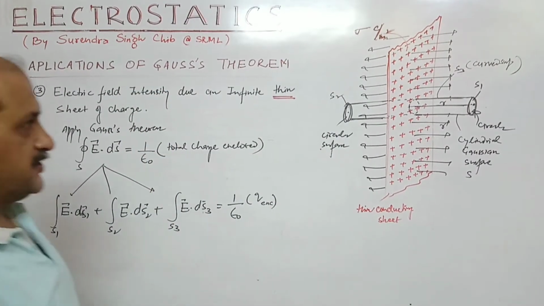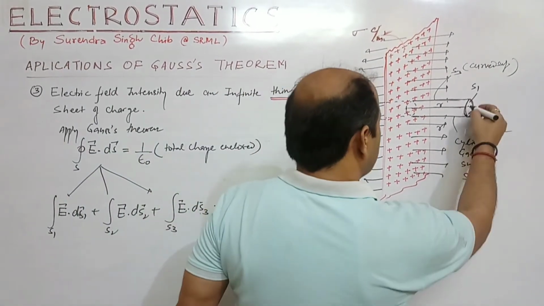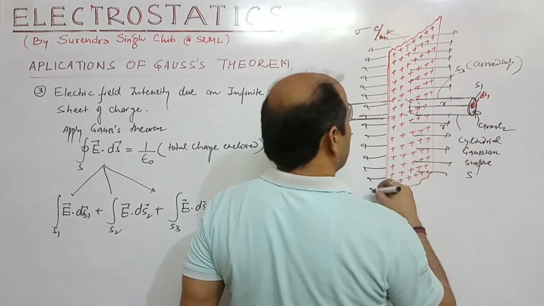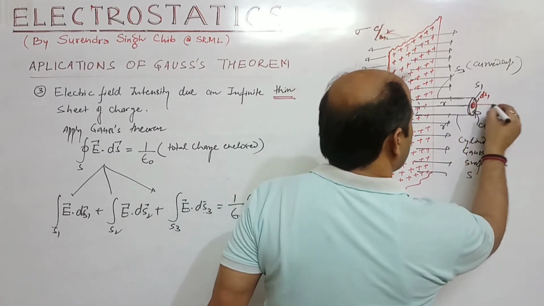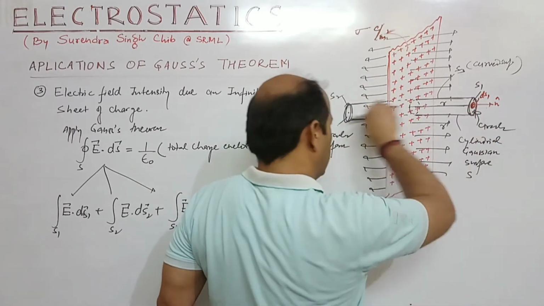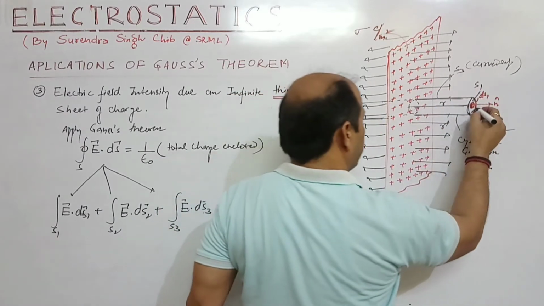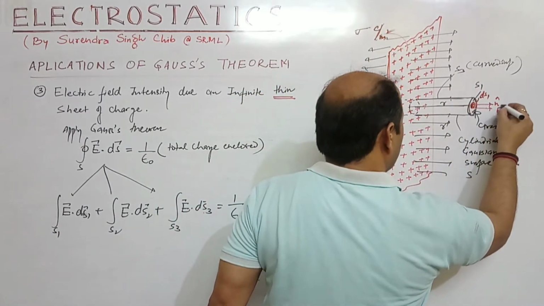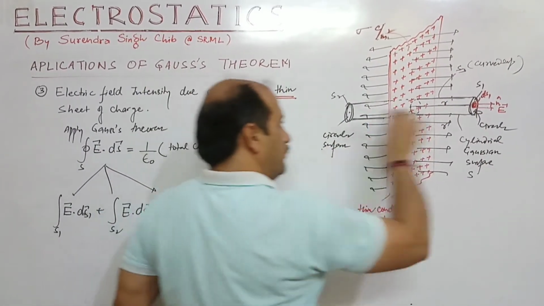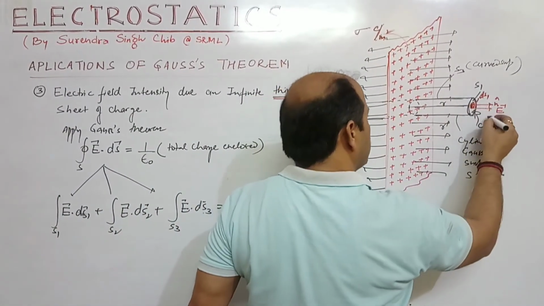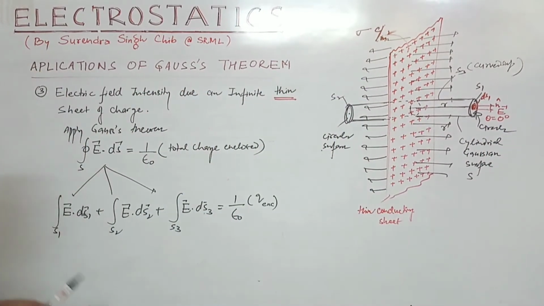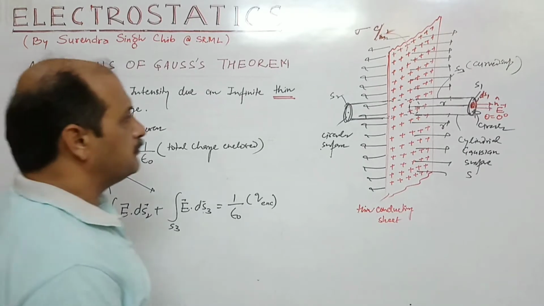Now see here, let's take surface elements. This is a surface element, ds1. Where is the n cap? This is the direction of n cap. Where is the electric field going? The electric field is going along with n cap. We already drew the electric field, and n cap is also going in that direction on the surface. So what is theta here? 0 degrees.